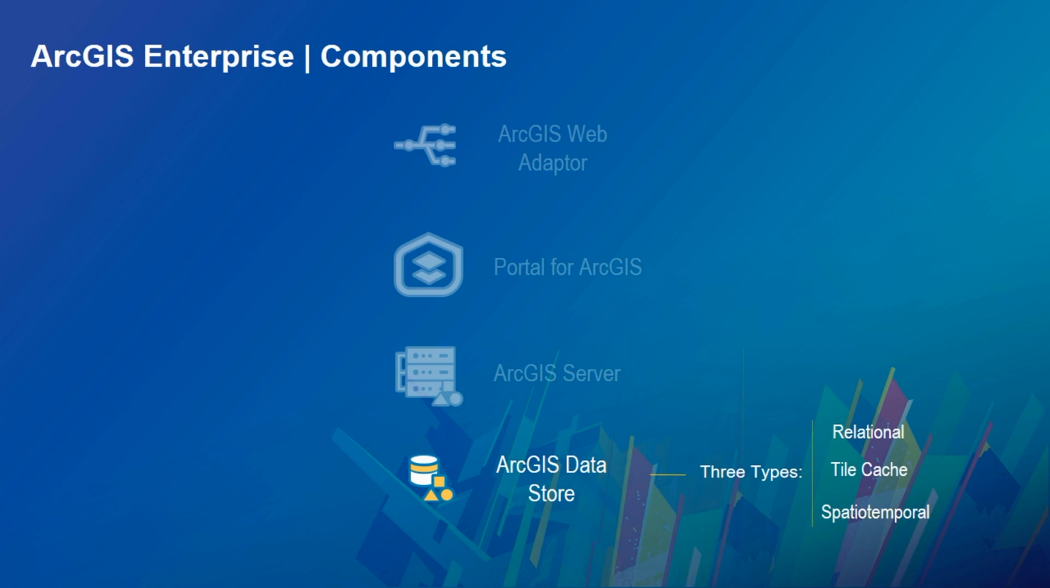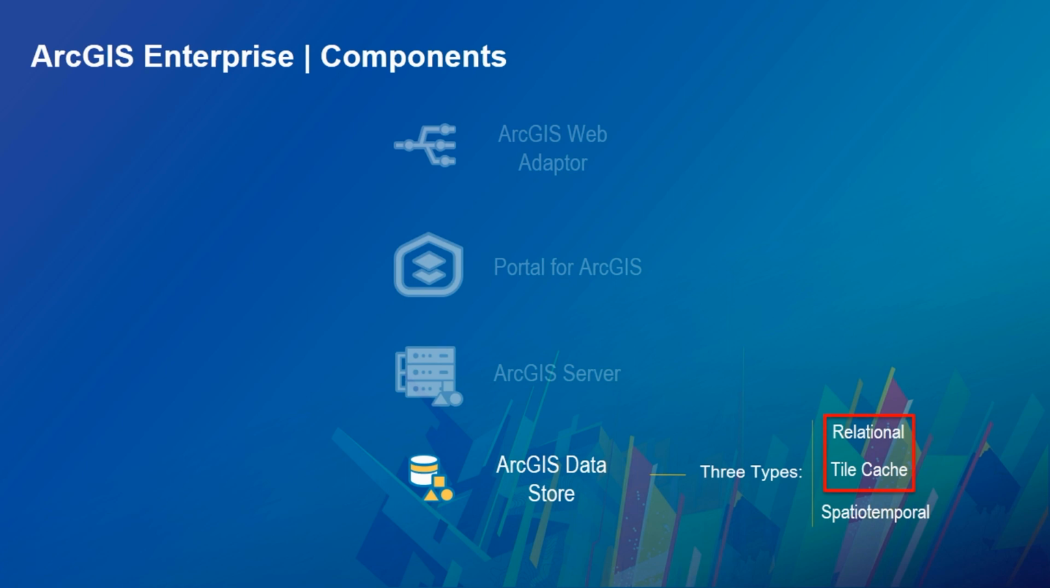There are 3 different types of ArcGIS data stores. There's the relational, which stores hosted data, such as hosted feature layers, and it also stores the output from any spatial analysis tools that you run in your portal. There's also the tile cache data store. This is used to provide 3D mapping capabilities and to store scene services. And then lastly is the spatiotemporal data store, which is used for archiving real-time data that can be used with your federated geoevent server, but it also stores the results generated from your geoanalytics analysis tools.